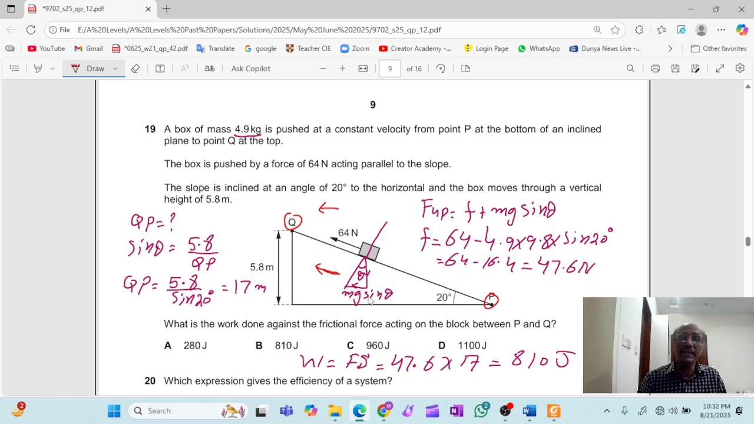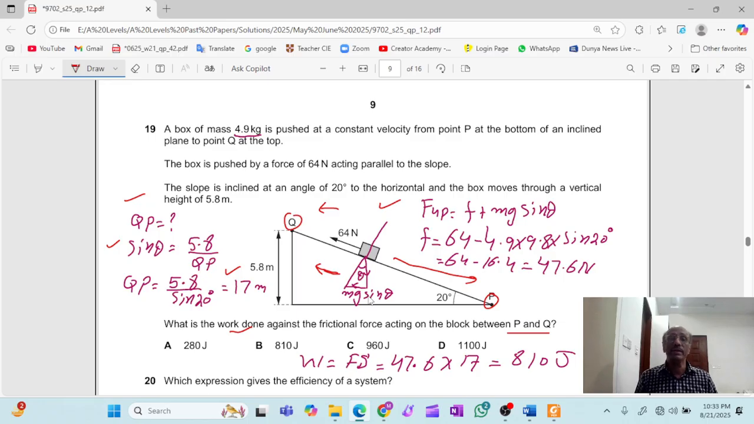The slope is inclined at an angle of 20 degrees, and the height is 5.8. What is the work done against the frictional force on the block between point P and Q? Now the work done is force into distance. We do not have the distance traveled from P to Q, so first we will calculate the distance as well. For P to Q, we apply the trigonometric ratio: sine theta is equal to 5.8 over QP, and then ultimately we get 17 meter. This is the distance which will be traveled along this surface. Then after that, F up is equal to F plus mg sine theta.